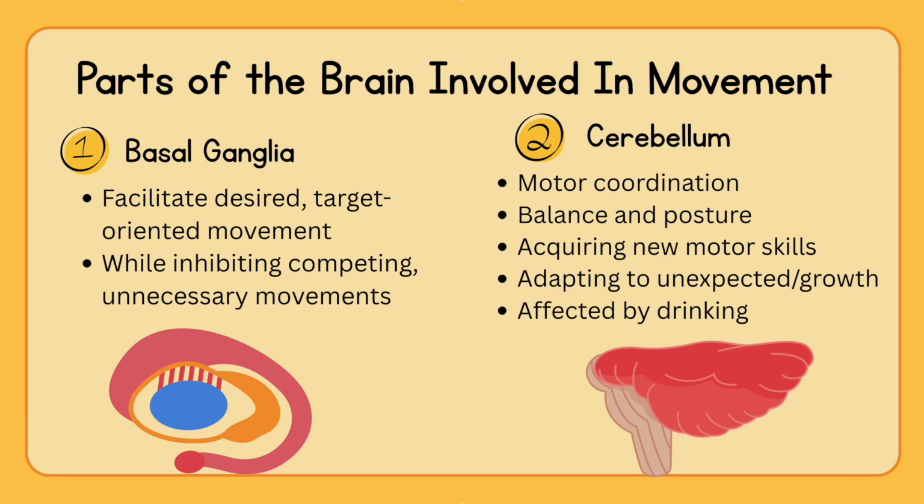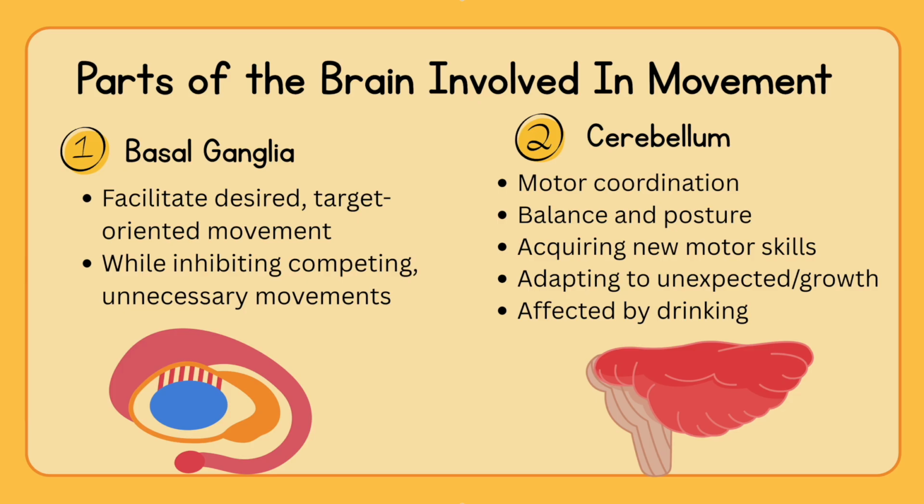And then we have the cerebellum, which deals with motor coordination, balance, posture, acquiring new motor skills, adapting to the unexpected, and growth. So for example, if you are a teenager having growth spurts, the cerebellum is going to help you adapt to a new walking style, or just being able to move without feeling like you're in the wrong body. And if you put on more weight, the cerebellum is also going to help you manage that movement, or if you lose weight.